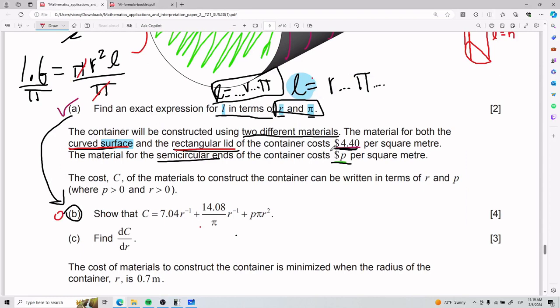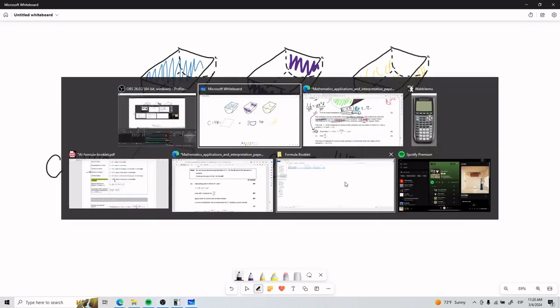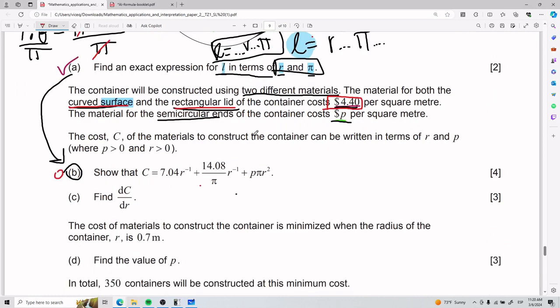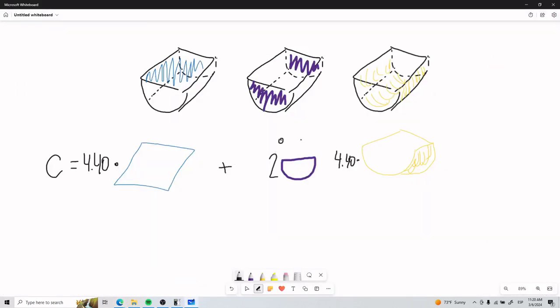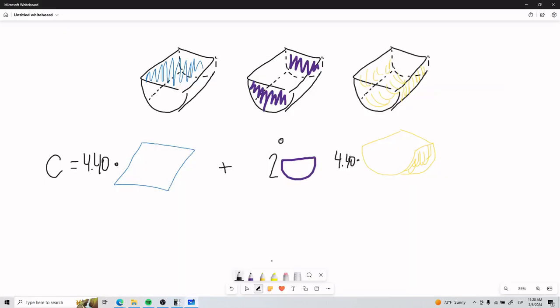both of them have a cost of what? 4.40 per square meter. So, because it's a cost function, I need to multiply these by 4.40. So 4.40 times, and over here I have 4.40 times. See? All right, cool. On the other hand, the semicircular end, which is this guy in the middle, right, has a cost of what? Of p per square meter. So I know it sounds a little bit weird, but over here I'm going to put times p.